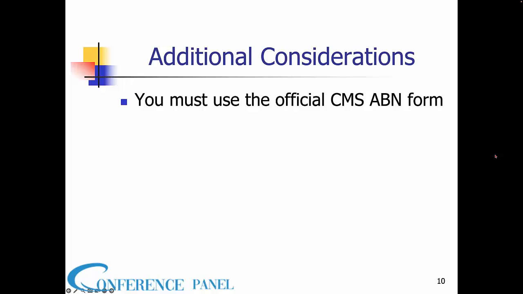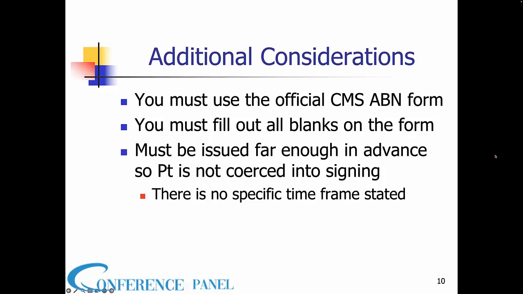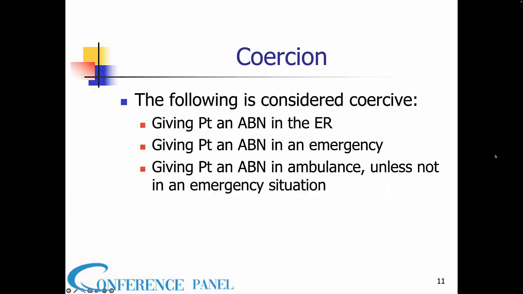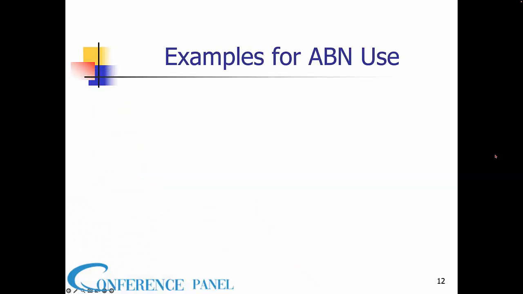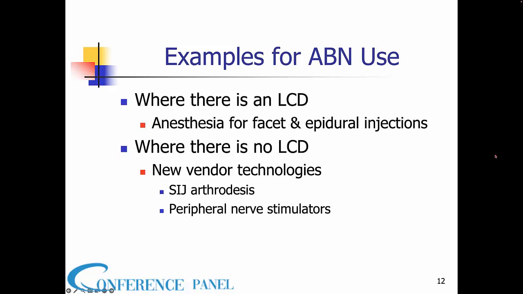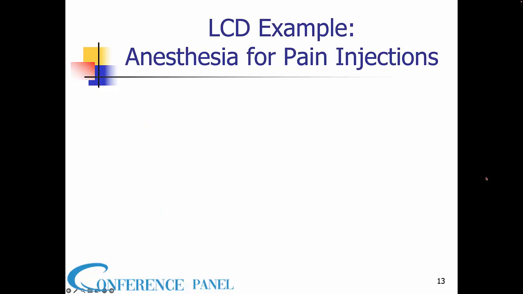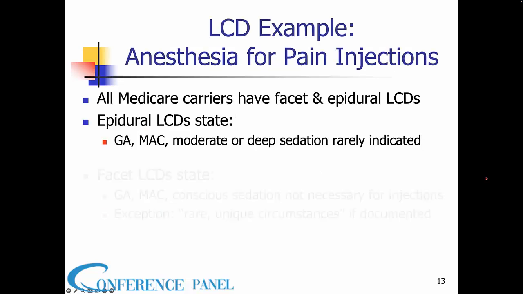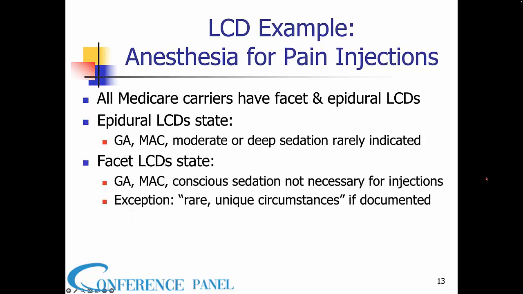Okay, additional considerations. You have to use the official CMS ABN form. There are some examples of what the government considers coercive. So the following is considered coercive. Okay, examples for ABN use. LCD is local coverage determination. It's a set of instructions that indicates to you, the provider, the limitations on a particular procedure. So anesthesia for chronic pain. It's the same for both epidural LCDs and facet LCDs.